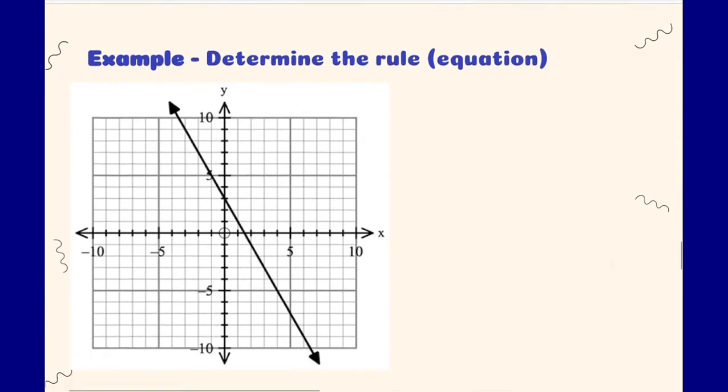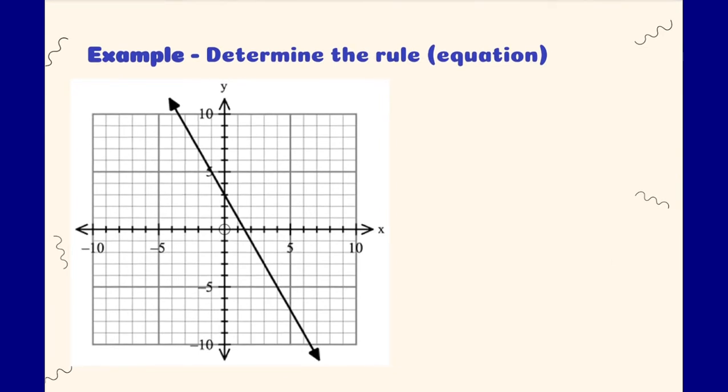Let's take a look at another equation. Same idea, y equals mx plus b. I'm going to start with my b value. I'm going to go down the y-axis. Oh, I hit my line. I hit my line at a value of positive 3. So that's my b value.